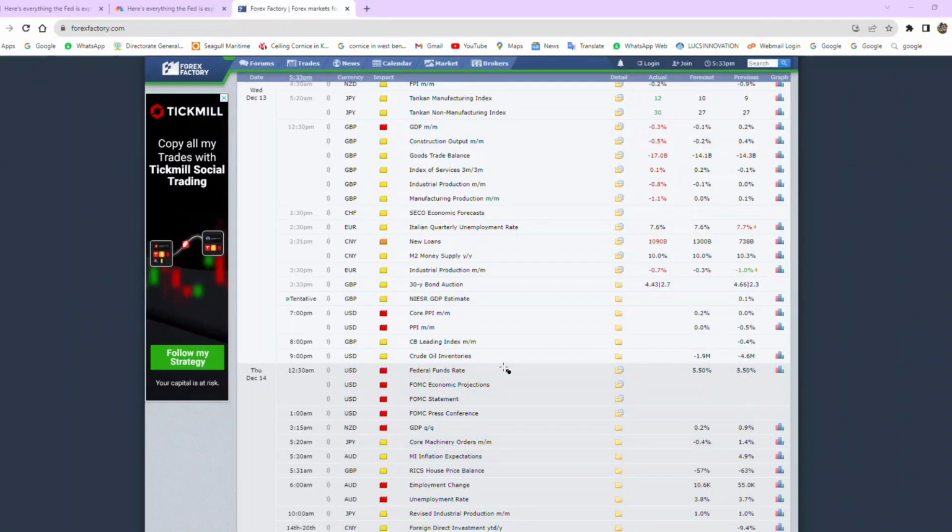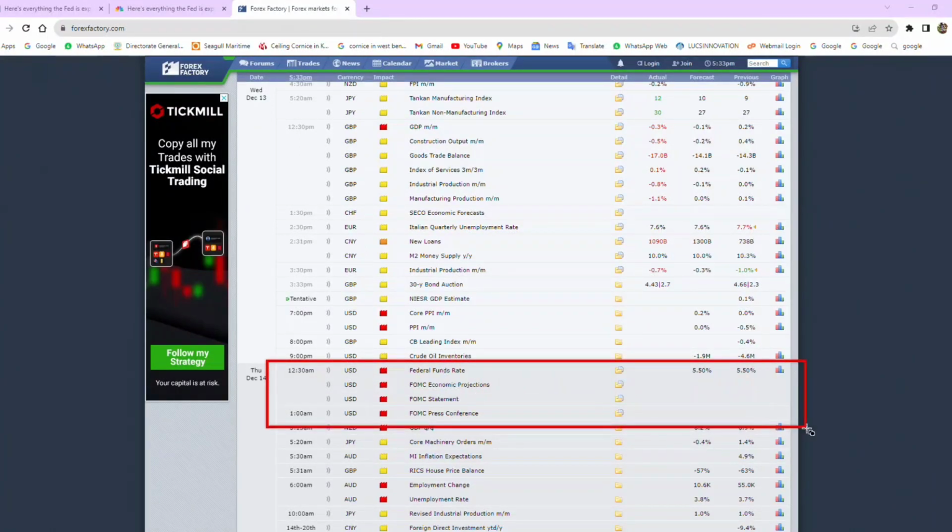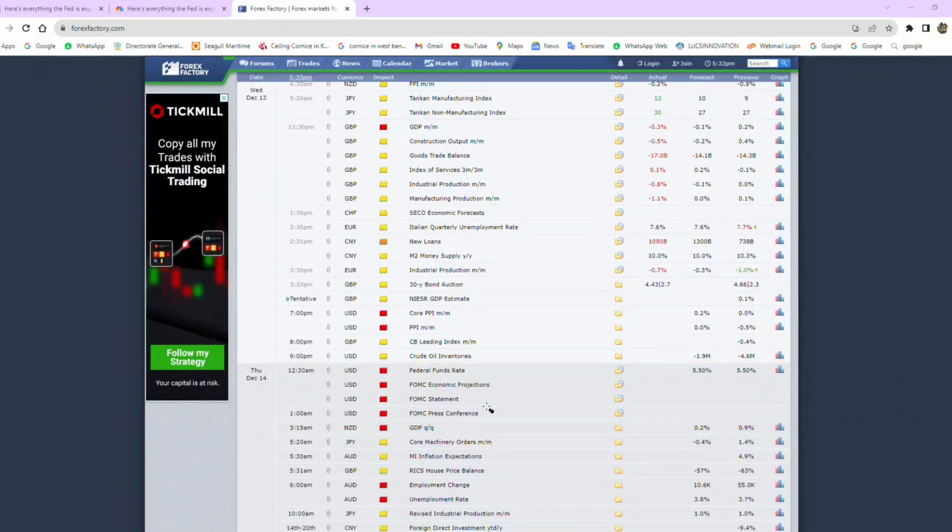And today there's the Fed fund decision also, at midnight around 12:30 a.m. So there's the Fed fund rate decision, FOMC economic projections, FOMC statements, and at the end the FOMC press conference, which will be very effective for gold especially, and other USD pairs also.